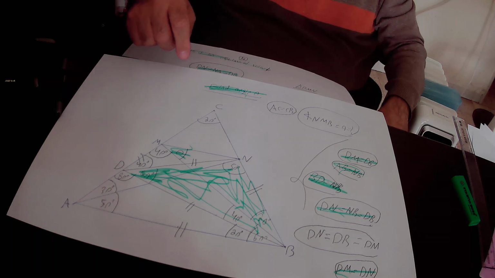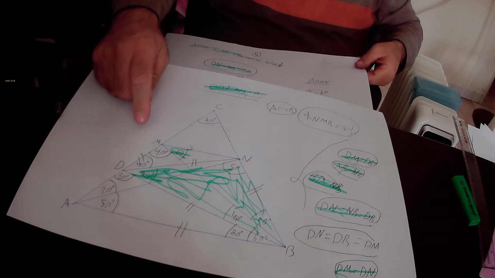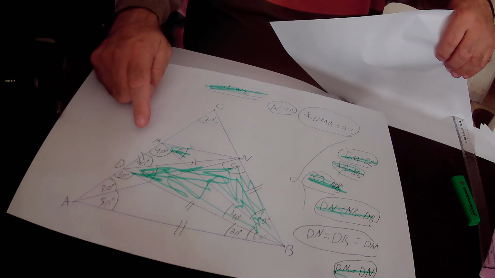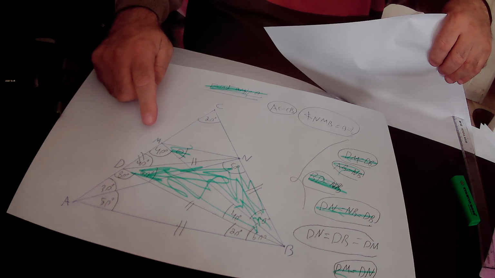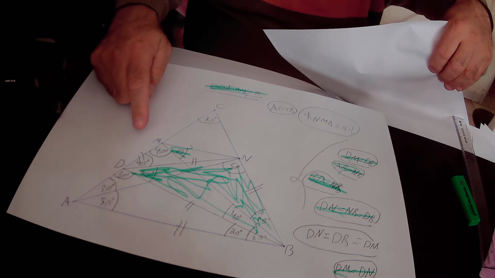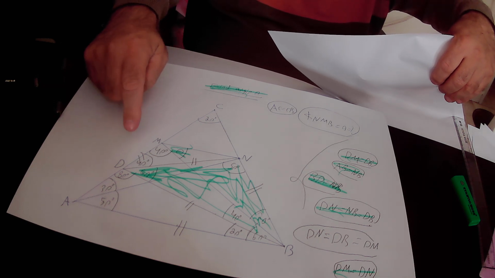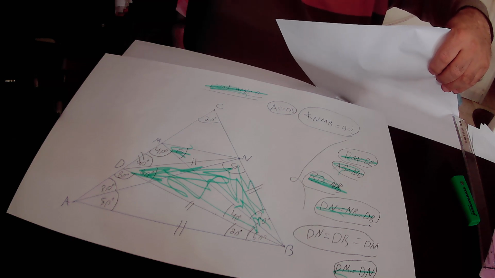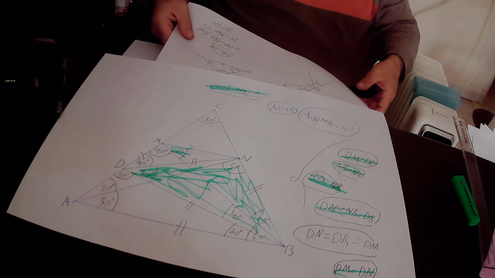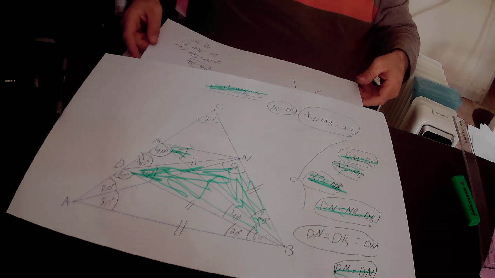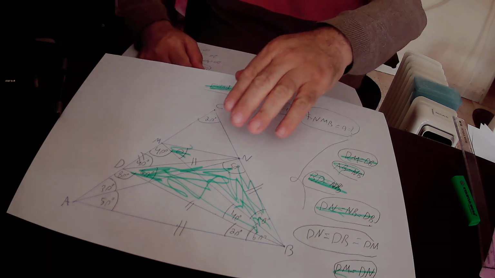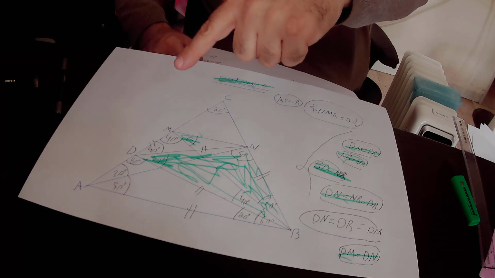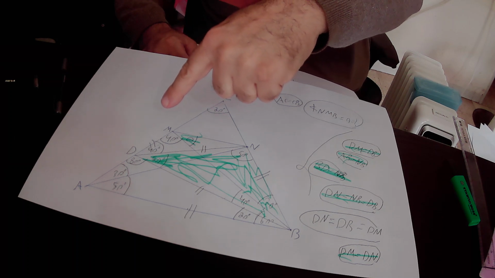Yeah, this is angle DMN, that is equal to MDN, that is equal to 40 degrees in its size. And then we focus on triangle DMN. This is triangle DMN.